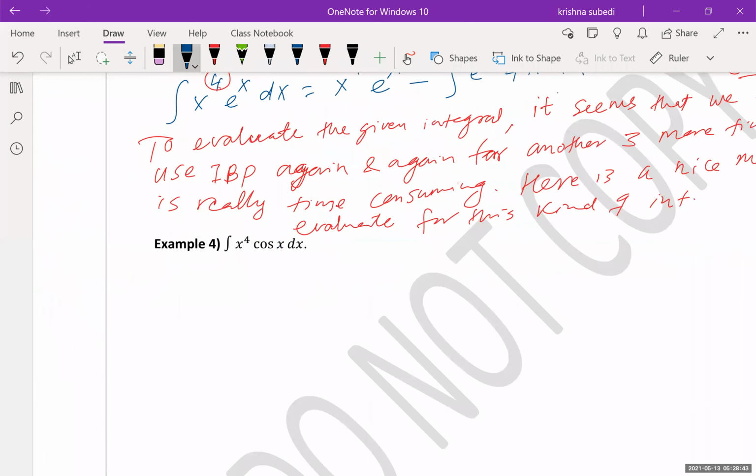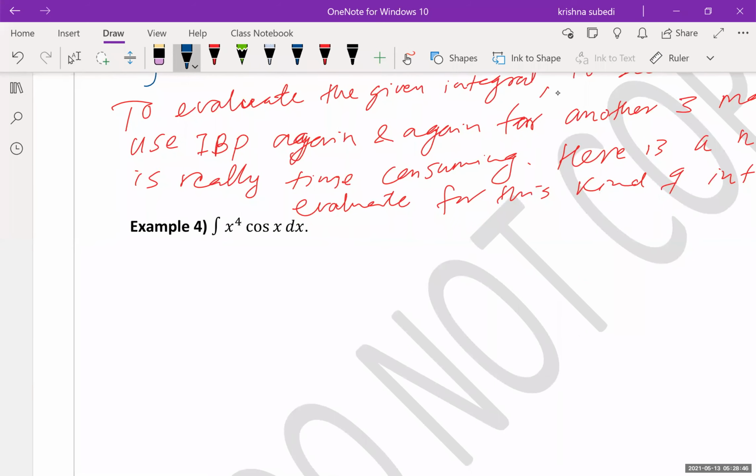Okay, here is the question: x to the power 4 cos x dx. Now, this is your algebraic function, and this is your trigonometric function. Tell me which one is u and which one is v, or dv for that matter. Write this in your chat box.